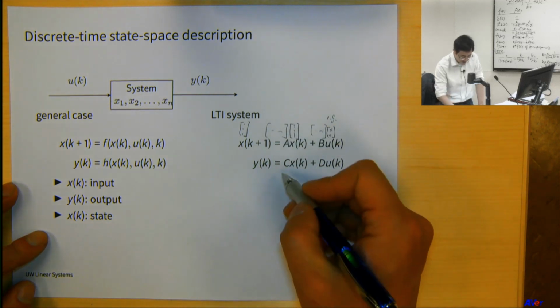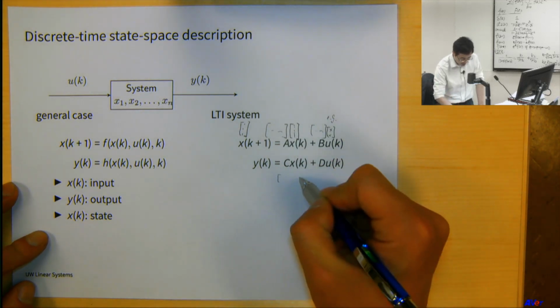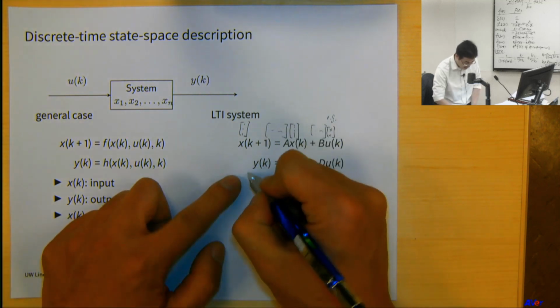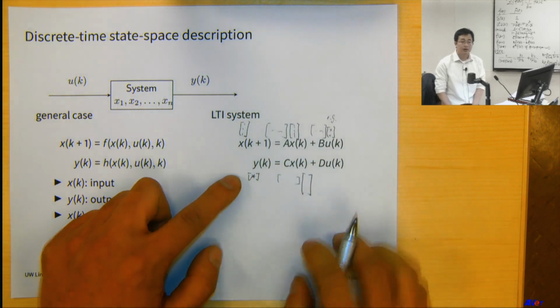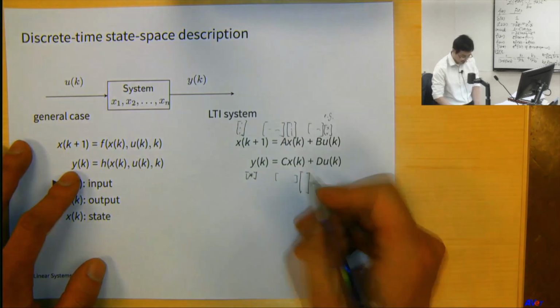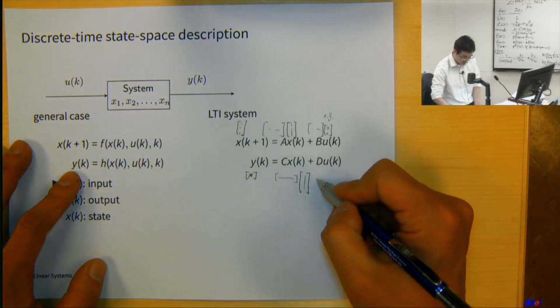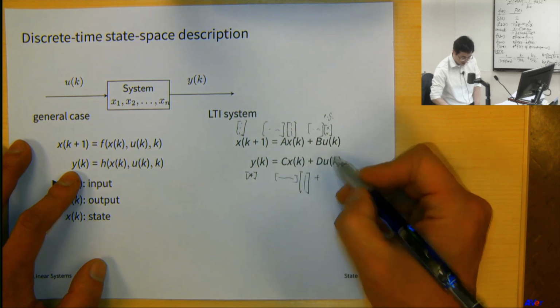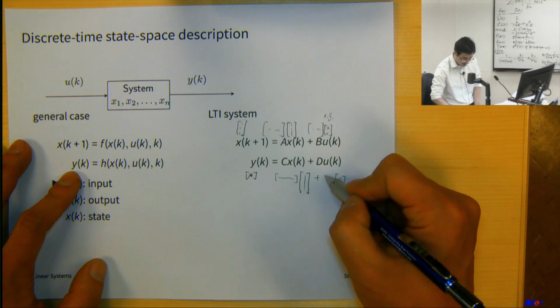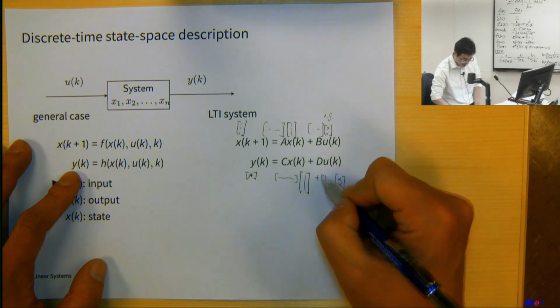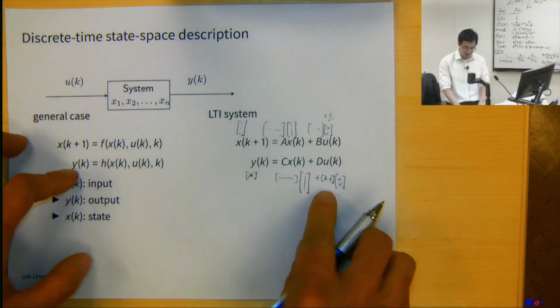C can also be a matrix, such as this. If Y is a scalar, Y is just one element, and X is a column vector, then C is going to be a row vector. So if U is a 2 element, then D can be a 2 element row vector.